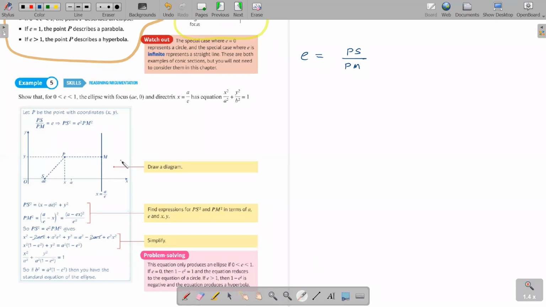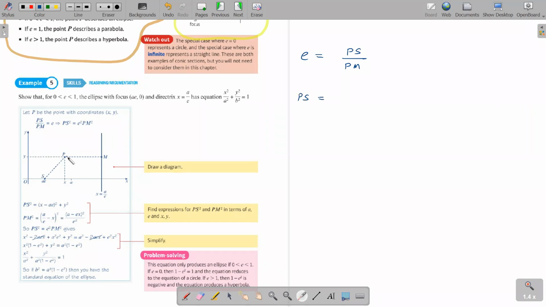E equals PS over PM, from the point to the focus and from the point to the directrix. Okay, so what I want to do is this. First, I want you to individually get me the distance from P to S and P to M. Okay, how do I get the distance PS?